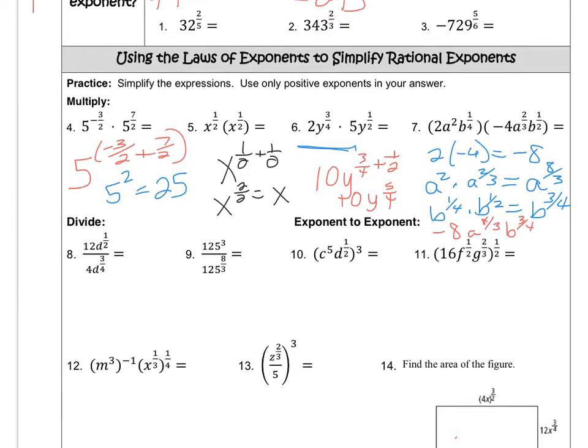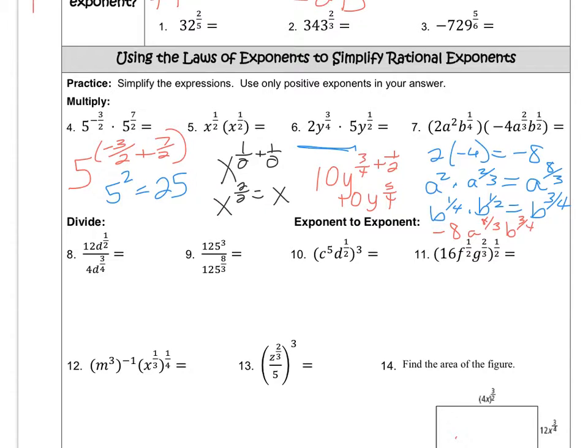Okay, so 1/2 plus 1/2 is 1. So we just have x to the 1 power, x. Then on number 6, we had 3/4 plus 1/2, which came out to 5/4. And then on number 7, notice I just broke it down and dealt with each one on their own and then put it all together.